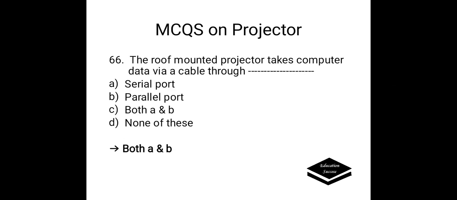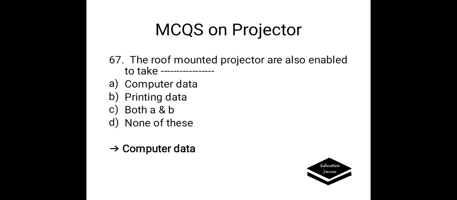The roof mounted projector takes computer data via a cable through dash. Options are A. Serial port, B. Parallel port, C. Both A and B, D. None of these. Correct answer is both A and B. The roof mounted projector takes computer data via a cable through serial port or parallel port.